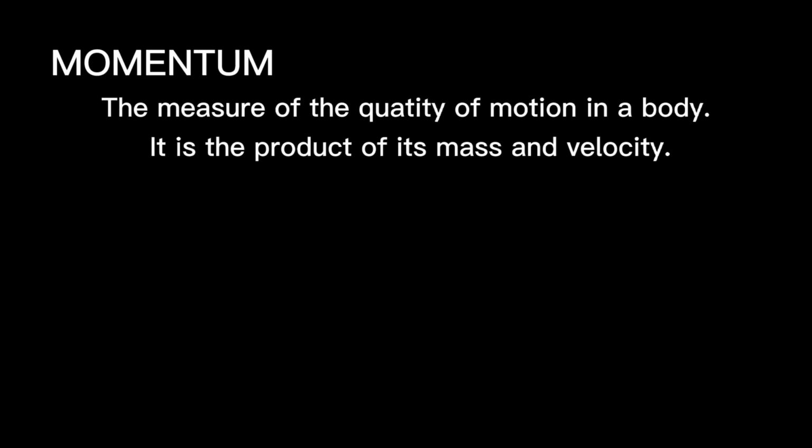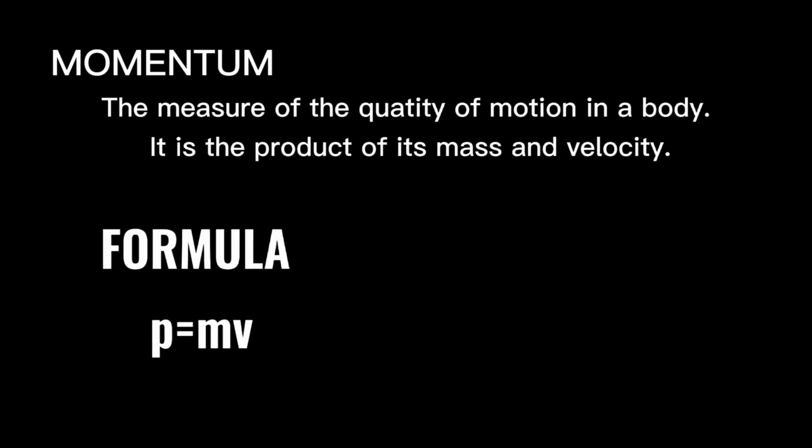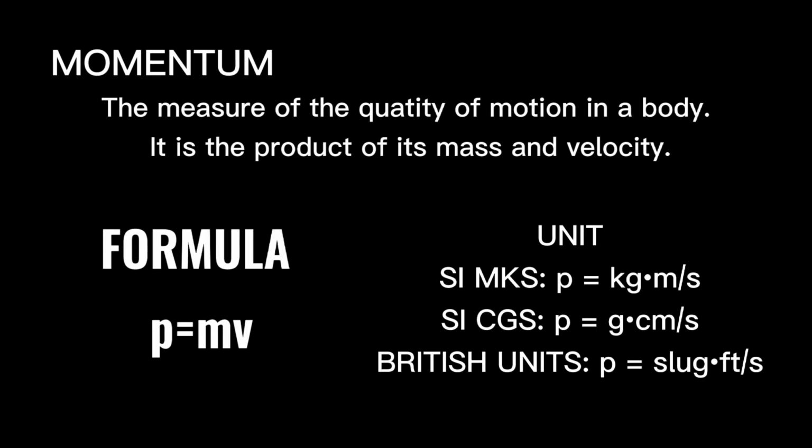Momentum is the measure of quantity of motion in a body. It is the product of its mass and velocity. So the formula for momentum is P equals m times v, where P is for momentum, m is for mass, and v is for velocity. So these are the units for momentum. The unit is based on what kind of unit you are using.